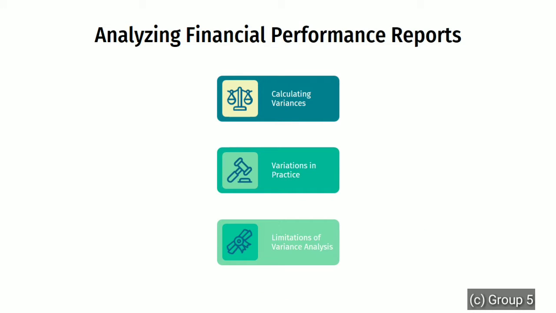This chapter focuses on analyzing financial performance measures. The first part is calculating variance. Describe how variance between actual and budgeted data are calculated for business units. The second part is variations in practice. Describe how reports of this variance are used by senior management to evaluate business unit performance. And the last part is limitations of variance analysis. Describe how non-financial performance measures can be incorporated into the management control process.